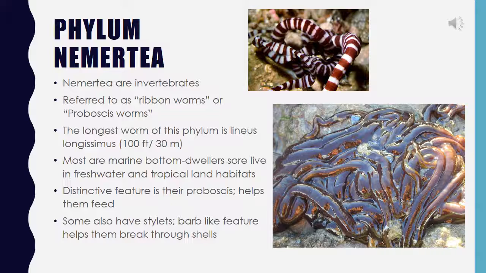Nemertea's most distinctive feature, though, is their proboscis, an elongated appendage protruding from the head of the worm, mostly used to help them feed. Some of the worms even have stylets at the tip of their proboscises. This barb-like feature helps them break through shells, allowing them to feed on some mollusks in accompaniment with crustaceans. These amazing animals also have a rhynchocoel, a tubular cavity where they hold their proboscises. Some things that set these animals apart are their complete digestive tract, with a separate mouth and anus, making them more complex than flatworms.